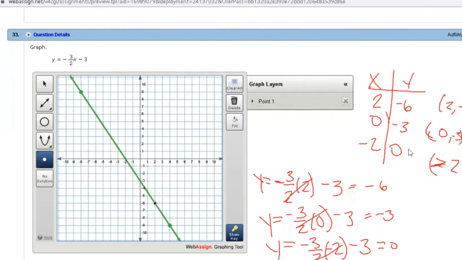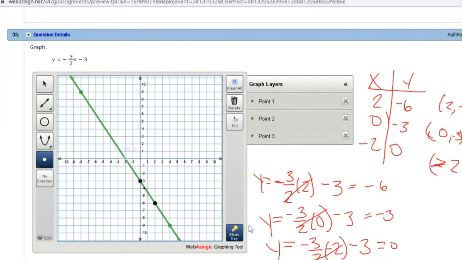2, -6. Then we got 0, -3, which we don't have an x term, but we do have a y term. So this is a y-intercept. So it's a point on the y-axis at -3. Then we look at -2, 0. We don't have a y, we have an x, so that means that this point lies on the x-axis at -2, which is right here.